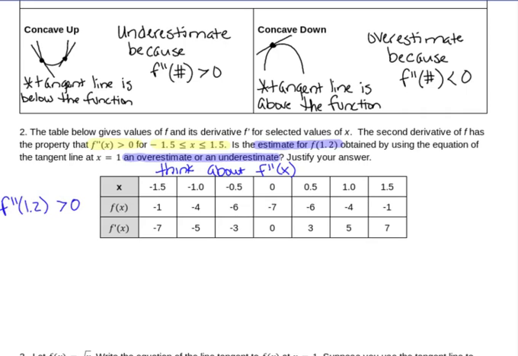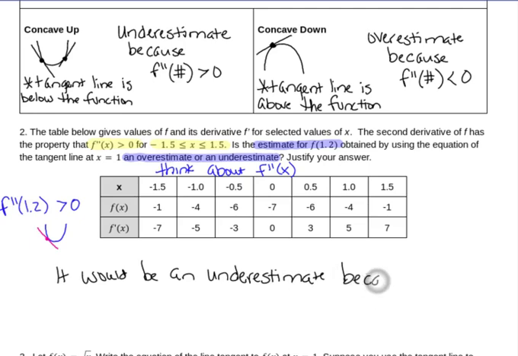If the second derivative is greater than 0, the function is concave up. If it's concave up, we know that the function looks like a cup. Our tangent line that we draw then is going to be below our function, which means this is going to be an underestimate. So we're going to write it would be an underestimate because f double prime of 1.2 is greater than 0. Make sure when you write this that it's f double prime of the number that we're actually looking at. It's not f double prime of x anymore. We're looking at a very specific value. So that's something I want to make sure you make a note of.